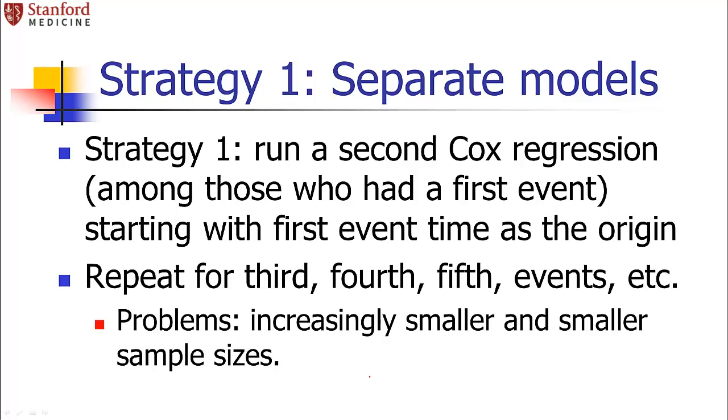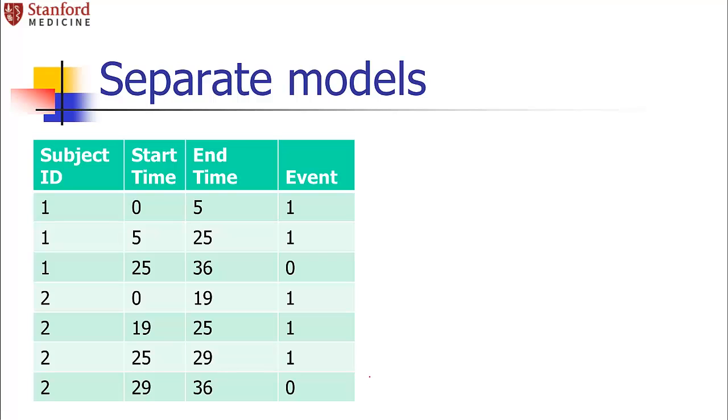Or if you keep going, eventually, at some event, the 4th, the 5th, you're going to have too few people to run another model. But let me just show you what this would look like in terms of the likelihood function. It's going to be very simple because, again, we would just run separate models. So we would have Cox model 1, and we would do a likelihood for that.